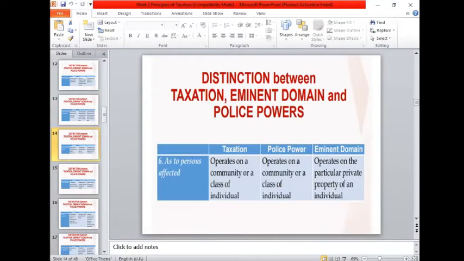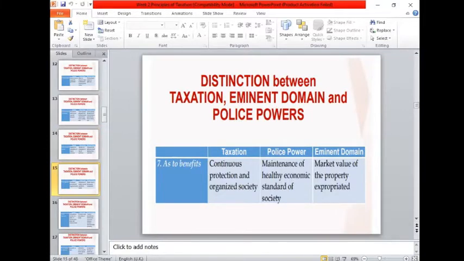As to the persons affected, taxation operates on a community or a class of individuals, while the police power operates on a community or a class of individuals. And eminent domain, in contrast to taxation and police power, operates on the particular private property of an individual.